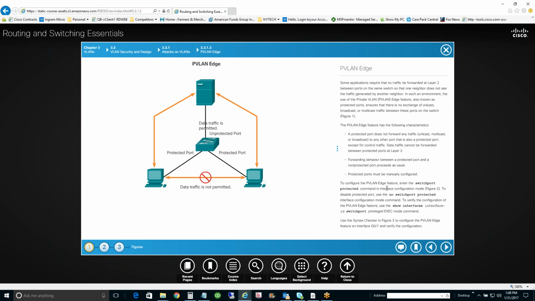That's PVLAN Edge, and they have commands here on how to do that as well, by configuring them as switchport protected or no switchport protected, depending on whether you want a particular access port on a switch protected or not.